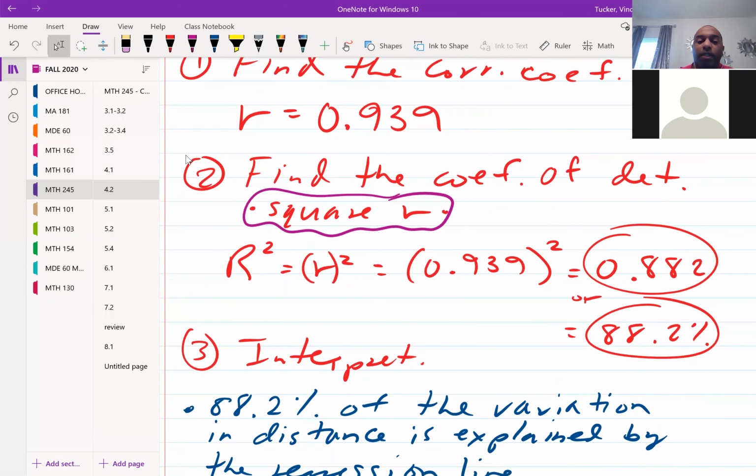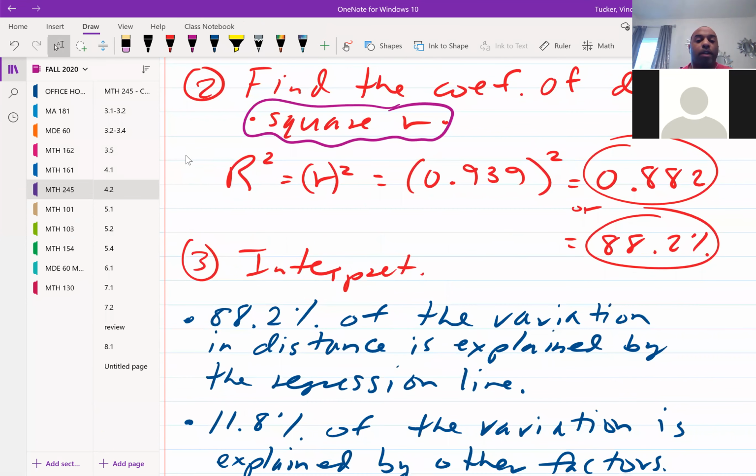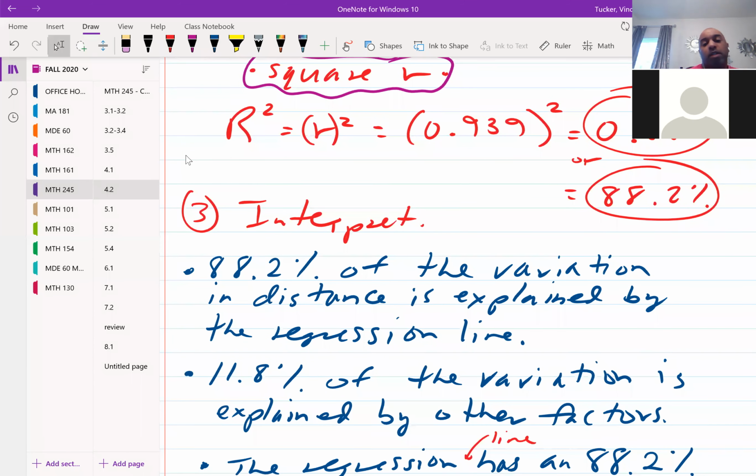All right, so an interpretation of this number: 88.2% of the variation in this distance is explained by the regression line. Subtract that from 100, and that means 11.8% of the variation is explained by other factors. So if you make a prediction using the regression line and it's not close to being accurate, then there are other things in play that distort what you actually experience in comparison to the prediction.